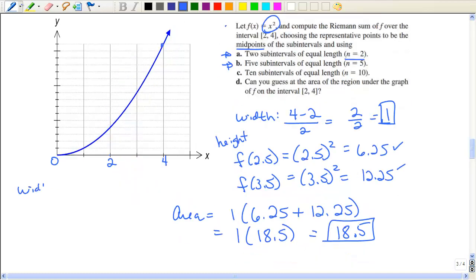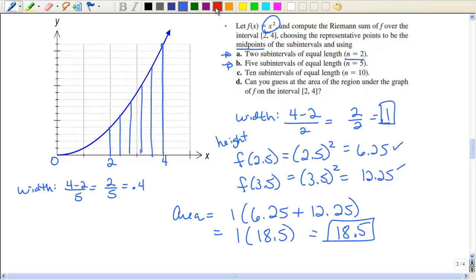So I want the width to be 4 minus 2, use your endpoints, divided by n, so that's 2/5, which is 0.4. So you don't have to draw this, I just really want you to see this. If I can divide this up into 5 equal parts, you kind of get the idea here. The problem is using the midpoint. I don't really like that, but we've got to go with it. So we want in between here. How do we get that value?